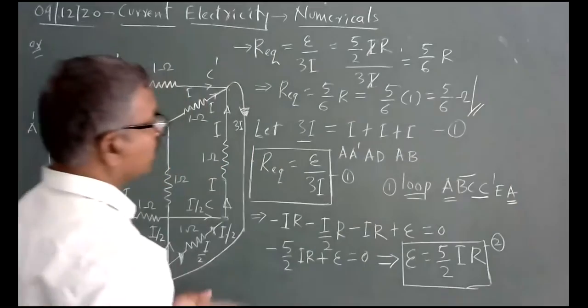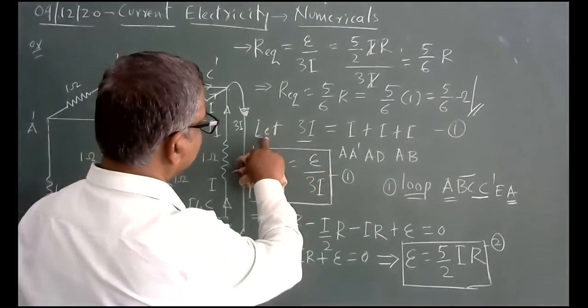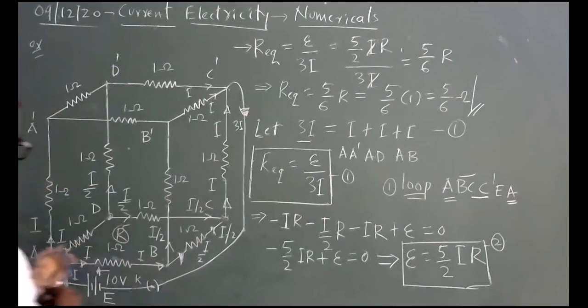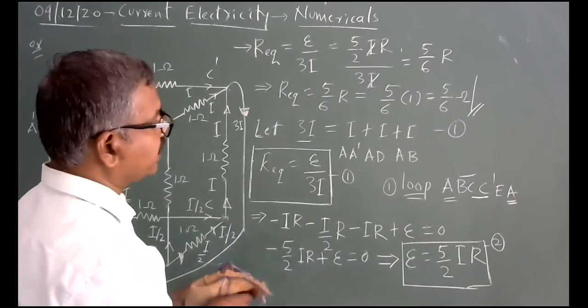This is the answer. Now, I know this formula. Let 3I I have taken. Now I am interested in what is the current here. What is the value of I? Once I calculate the value of I, it's very simple.